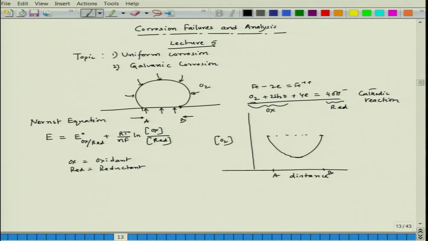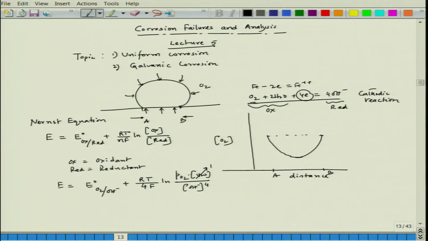So, now I can write E equals E naught ox by red, here O2 by OH minus, since OH minus is the reductant, plus RT, whatever the temperature we have here, where n is 4 here, and F is 1 Faraday, ln of the oxidant, oxygen concentration, which I can write in terms of the partial pressure of oxygen, and H2O, if we consider this water to be pure, I can take it as 1, and then the concentration of OH minus to the power 4. So, this will be my form of that potential.